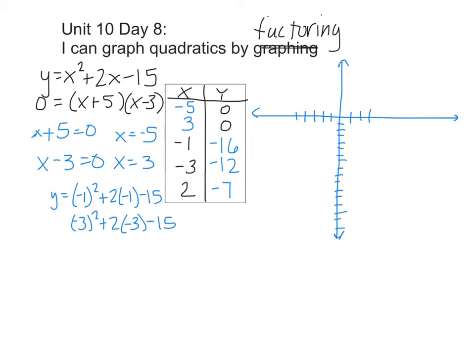So let's graph these values. Negative 5, 0. 3, 0. Negative 1 is at negative 16, so that's way down here. Negative 3 is at negative 12. 1, 2, 3, 4, 5, 6, 7, 8, 9, 10, 11, 12. And 2 is at negative 7.